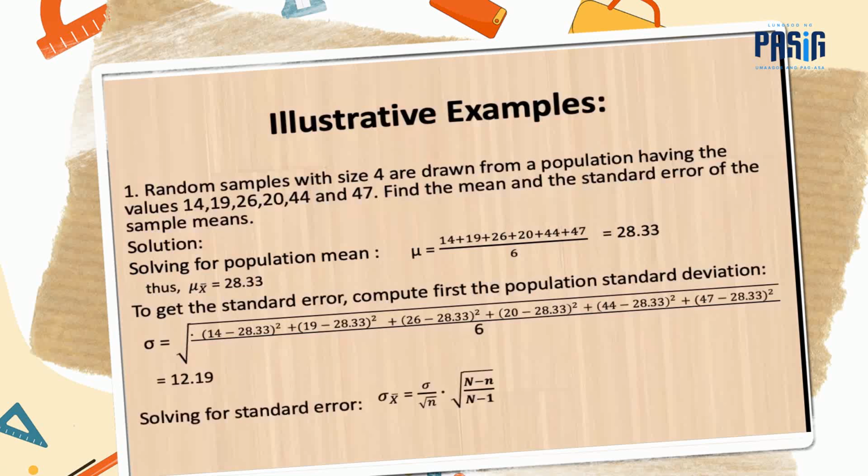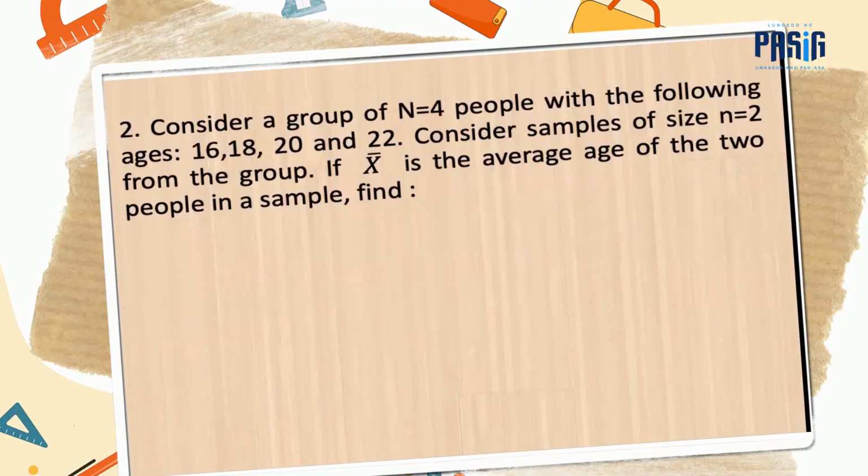Solving for the standard error, we will use the formula sigma over the square root of small n times the square root of big N minus small n all over big N minus 1. Substituting the values, 12.19 over the square root of 4 times the square root of 6 minus 4 all over 6 minus 1 equals 3.85.